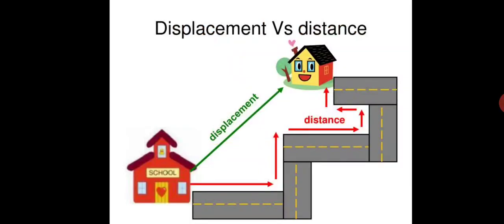The difference between displacement and distance: distance is the actual path covered by a moving body. You will not be worried about the direction here. Displacement means distance covered along with the direction of a moving body. We call it displacement.